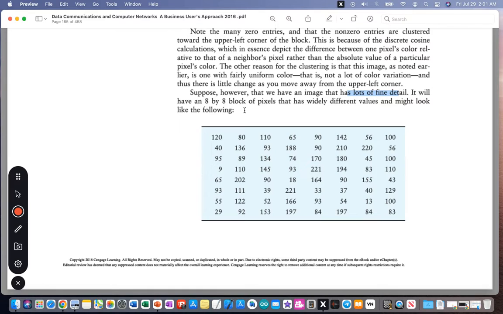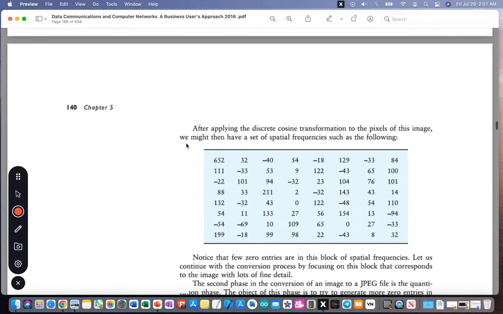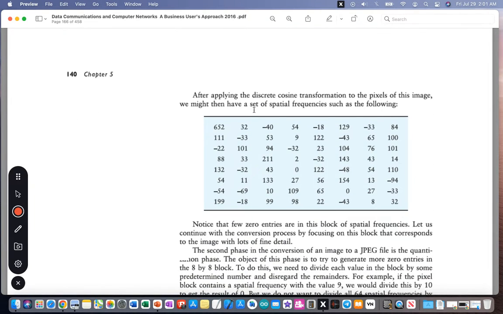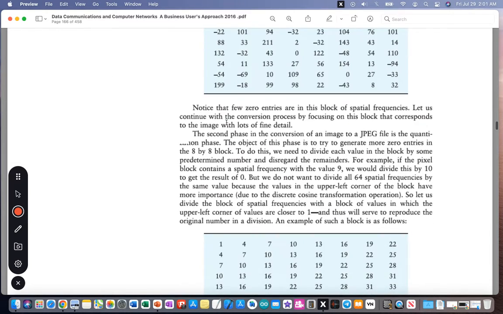It will have 8x8 blocks of pixels with widely different values and might look like the following. After applying the discrete cosine transformation to the pixels of this image, we might then have a set of spatial frequencies such as the following. Note that few zero entries are in this block of spatial frequencies. Let us continue the conversion process by focusing on this block that corresponds to the image with lots of fine details.